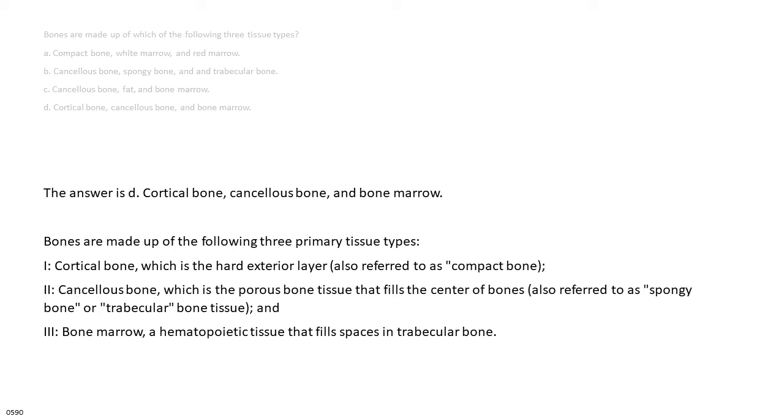Bones are made up of the following three primary tissue types. 1. Cortical bone, which is the hard exterior layer, also referred to as compact bone. 2. Cancellous bone, which is the porous bone tissue that fills the center of bones, also referred to as spongy bone or trabecular bone tissue, and 3. Bone marrow, a hematopoietic tissue that fills spaces in trabecular bone.